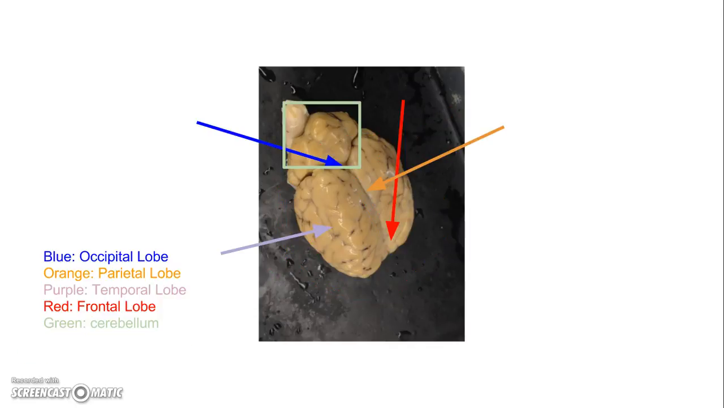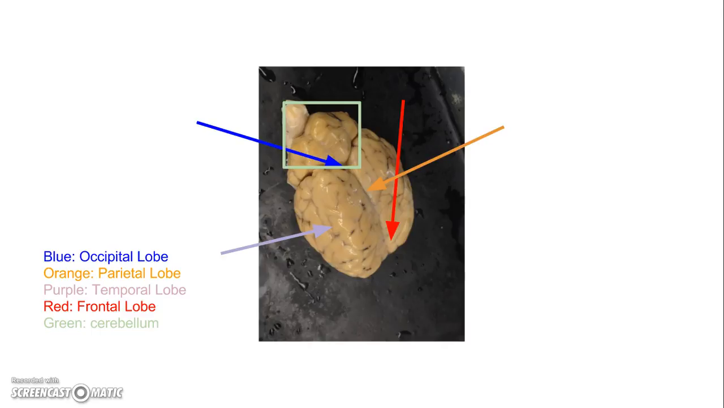The whole brain is split into 5 sections. The red arrow is pointing out the frontal lobe, which controls decision-making and planning. The blue arrow is pointing to the occipital lobe, which controls all of your visual perception. The orange one indicates the parietal lobe, which controls temperature, pressure sensing, and pain tolerance.